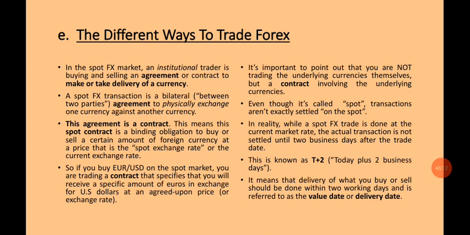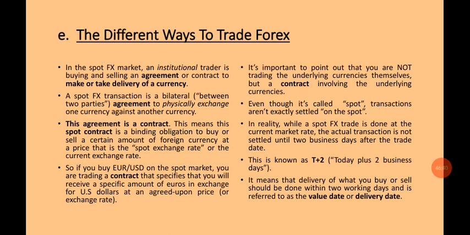A spot forex transaction is bilateral, that's between two parties' agreement to physically exchange one currency against another currency. This agreement is a contract. This means this spot contract is a binding obligation to buy or sell a certain amount of foreign currency at a price that is the spot exchange rate, or the current exchange rate.